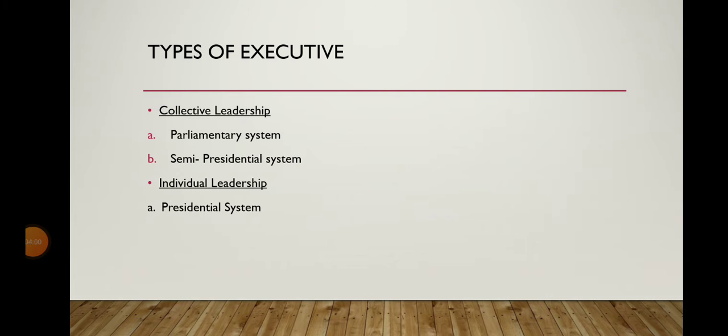So types of executives. What are the different types of executives? As you know, the executive post is different in different countries. For example, in India, the leader of the executive or the leader of the government is our prime minister. But in America, it is a president. So different posts are there for the executive, and it varies from one country to another. This we are going to discuss in the next video.